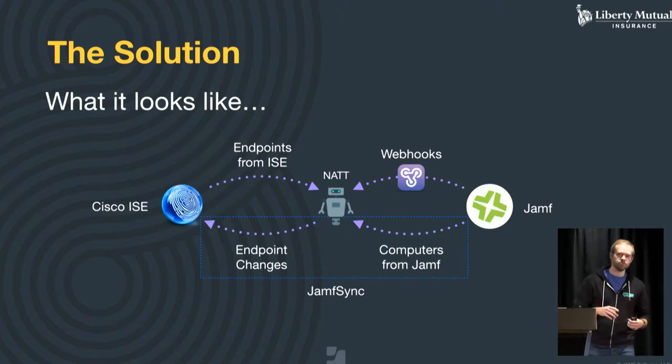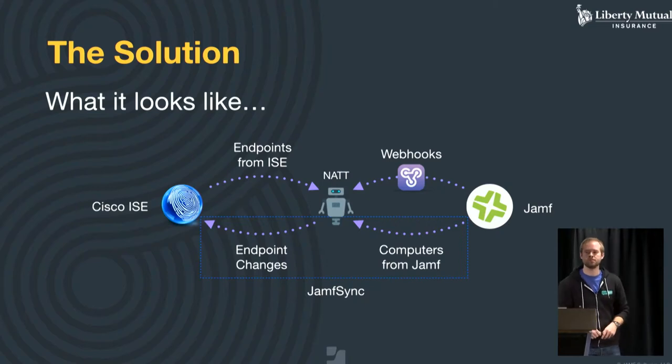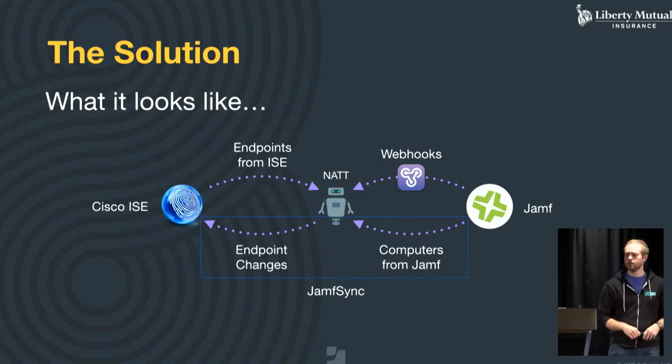So now we have that real-time communication where the JSS can tell us, hey, a computer was enrolled, and then the tool sitting in the middle says, okay, I'll push those changes to Identity Services Engine. This is all obviously using the Jamf APIs, the webhooks, and then the APIs available in Identity Services Engine.